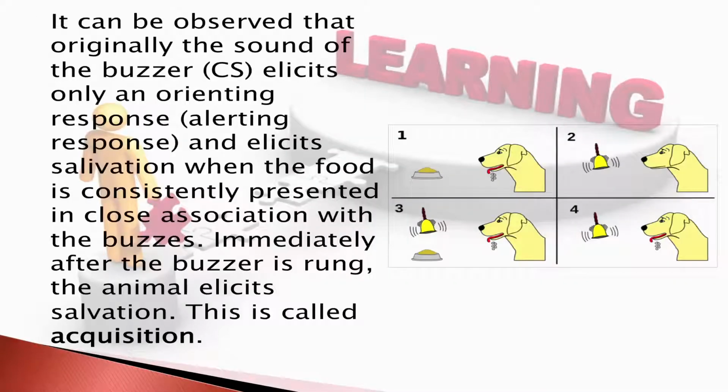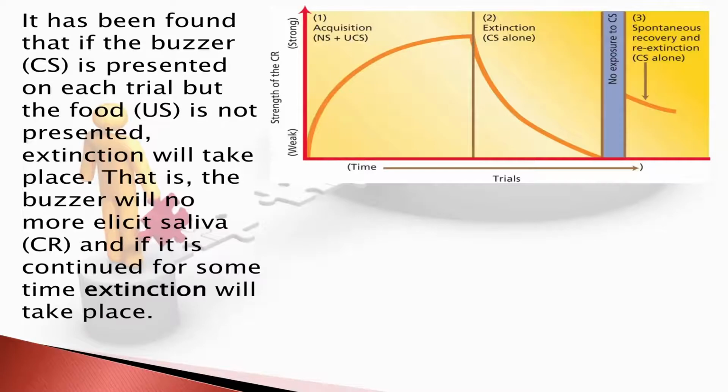It can be observed that originally the sound of the buzzer, CS, elicits only an orienting response, an alerting response, and elicits salivation when the food is consistently presented in close association with the buzzer. Immediately after the buzzer is rung, the animal elicits salivation. This is called acquisition. It has been found that if the buzzer CS is presented on each trial but the food US is not presented, extinction will take place.